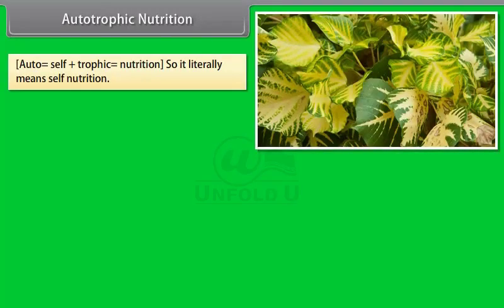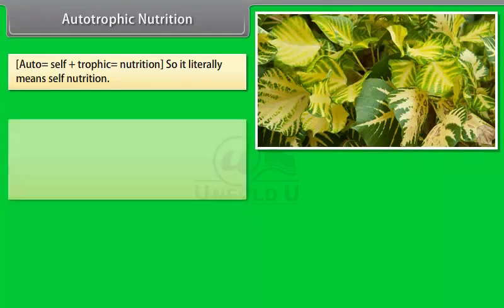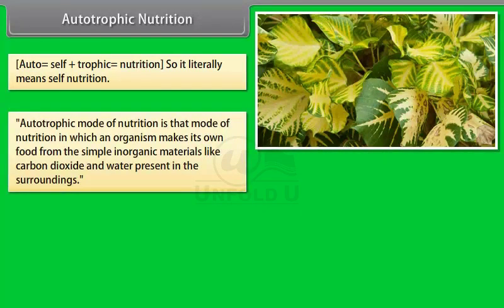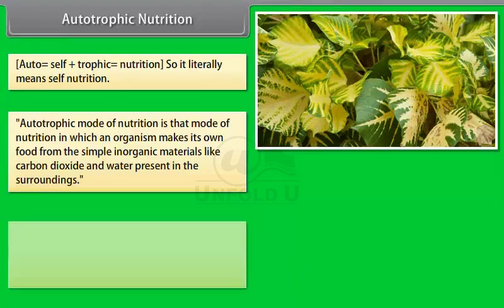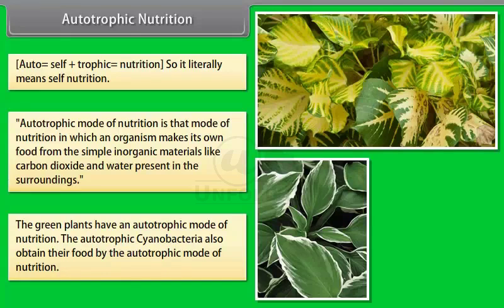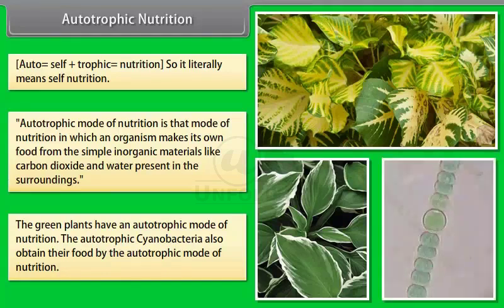Autotrophic nutrition. Auto means self and trophic means nutrition, so it literally means self-nutrition. Autotrophic mode of nutrition is that mode of nutrition in which an organism makes its own food from simple inorganic materials like carbon dioxide and water present in the surroundings. Green plants have an autotrophic mode of nutrition. The autotrophic cyanobacteria also obtain their food by the autotrophic mode of nutrition.